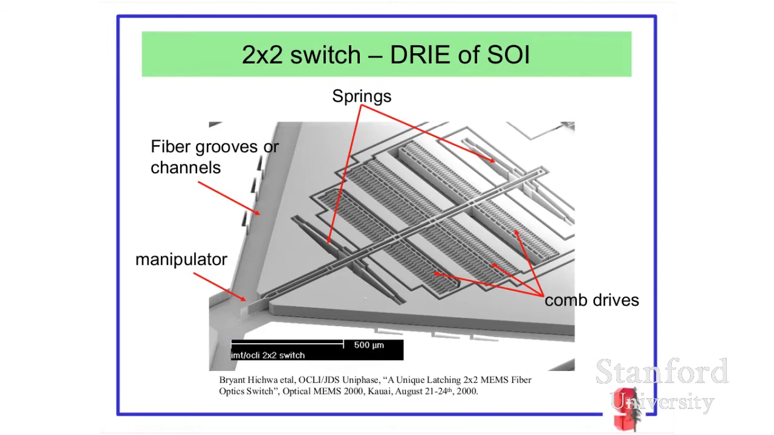The structure you see is made with one mask in an SOI wafer, and it has very, very powerful functionality. It's actually a fiber optic switch, this particular example. The point I want to make is that it's way too large.